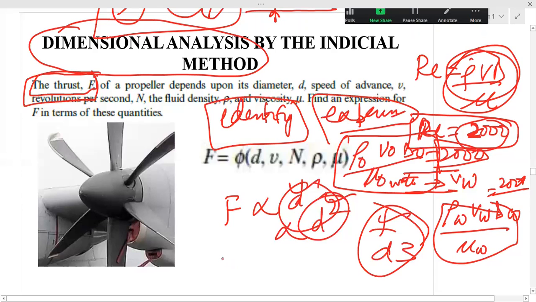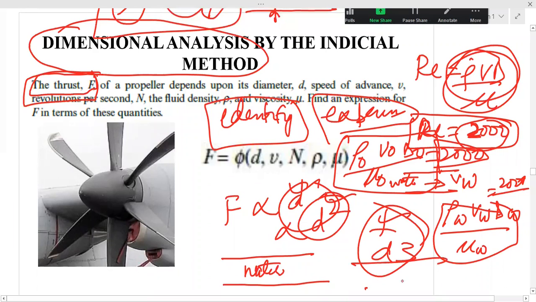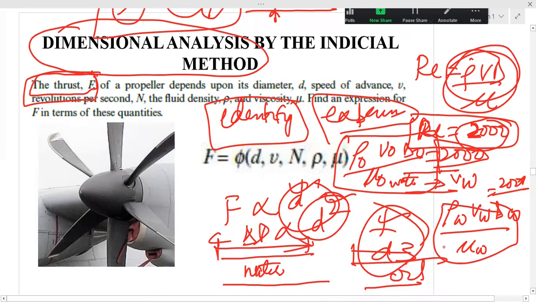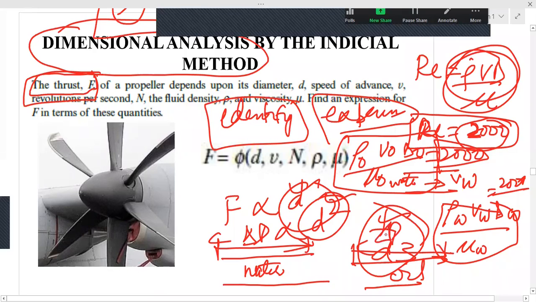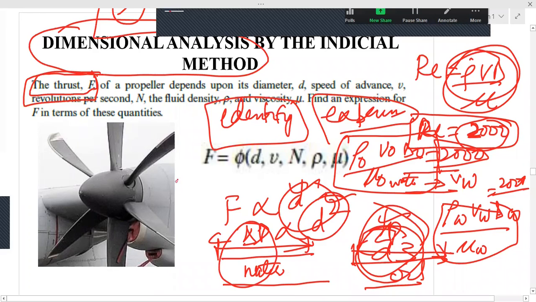Hanji, if this is a pipe, in one case water was flowing, in other case some oil was flowing, and you want to find out what is the pressure drop in the pipes as the fluid is moving. You have different fluid properties here, different diameter here, likewise you have different fluid properties and diameter here. But incidentally, what happened? Reynolds number was same in both the cases.